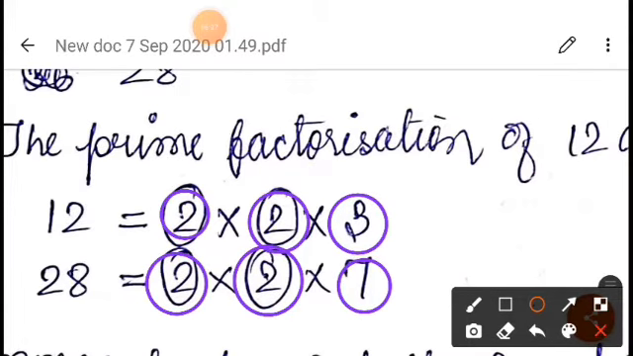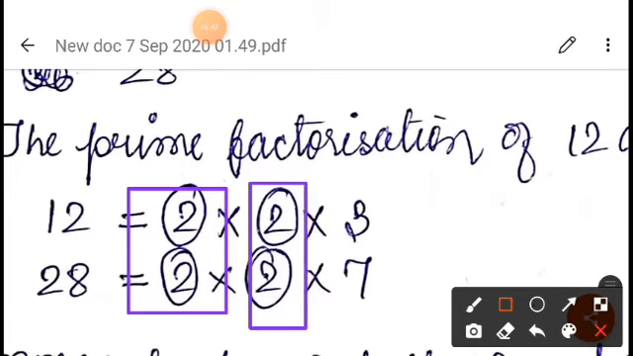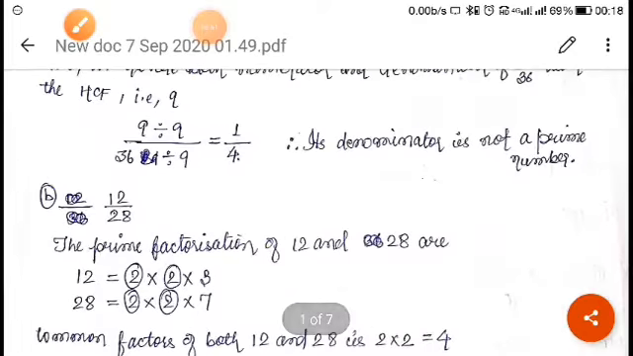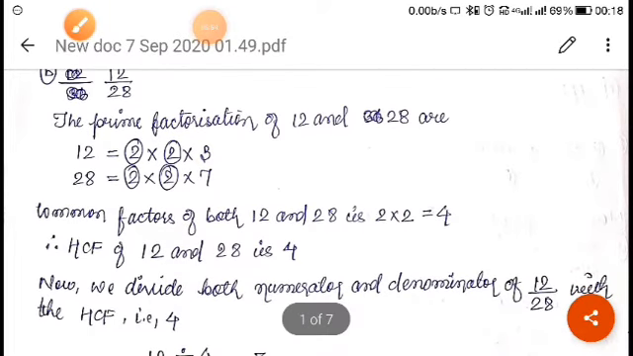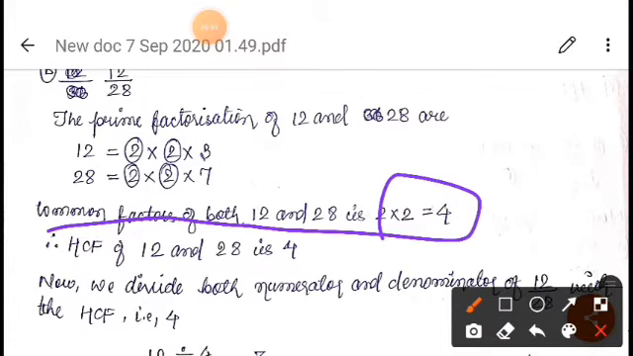Now in this you can see which ones are common. These two are common, right? As you can see here, these two are common, and here these two are common. So what will the common factor be? The common factor of both 12 and 28 will be this: 2 into 2 is 4, right? We have got this, right?